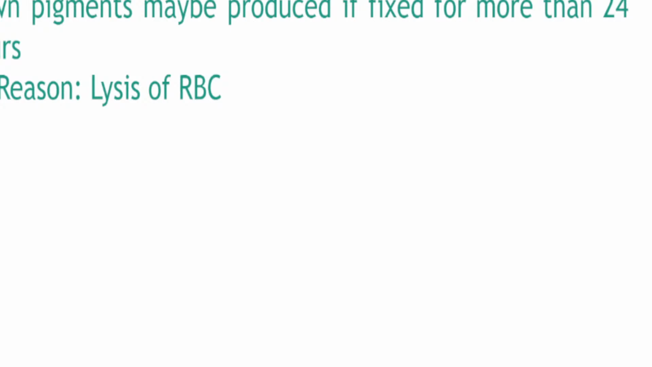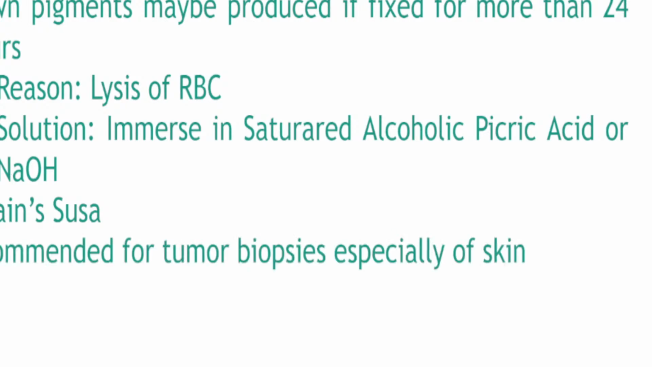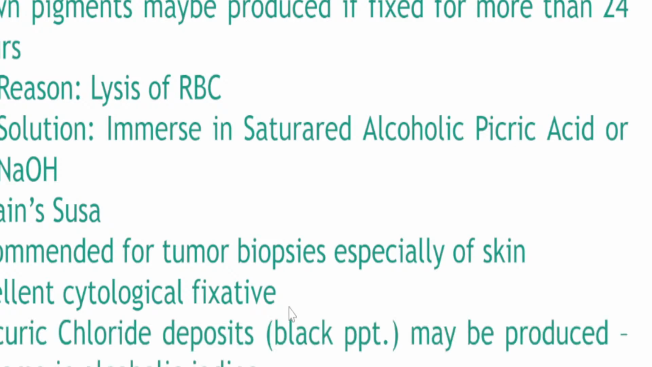The reason for that is you want to lyse the blood samples. The reason for this brown pigment is the lysis of RBCs. To solve that, you basically use the picric acid method or use sodium hydroxide. Okay. We also have Heidenhain-Susa. It's recommended for tumor biopsies, especially the skin. Okay, and it's an excellent cytologic fixative. Basically, if you're studying the skin, obviously it's cytology.